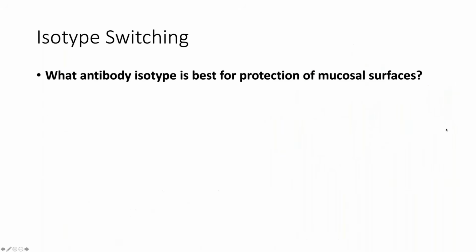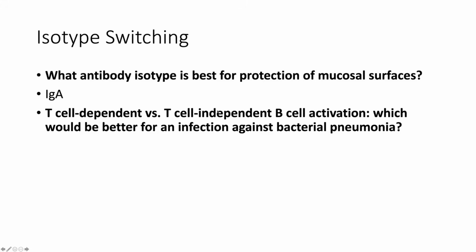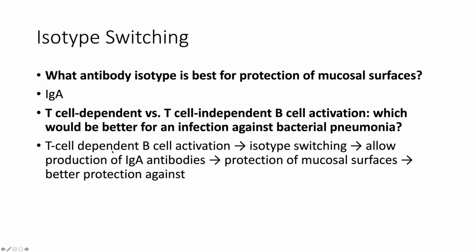So let's go to Sue. So what isotype is best for mucosal protection? Right. So that's going to be IgA. Perfect. And so T cell dependent versus T cell independent B cell activation. So which would be better for an infection against bacterial pneumonia, Sue? Oh, so I would guess if it's IgA and you would need isotype switching, that would be T cell dependent. Yeah, exactly. So ideally you would have isotype switching, right? So you could make IgA antibodies. So you could protect the mucosal surfaces, and you could have better protection against encapsulated bacteria.